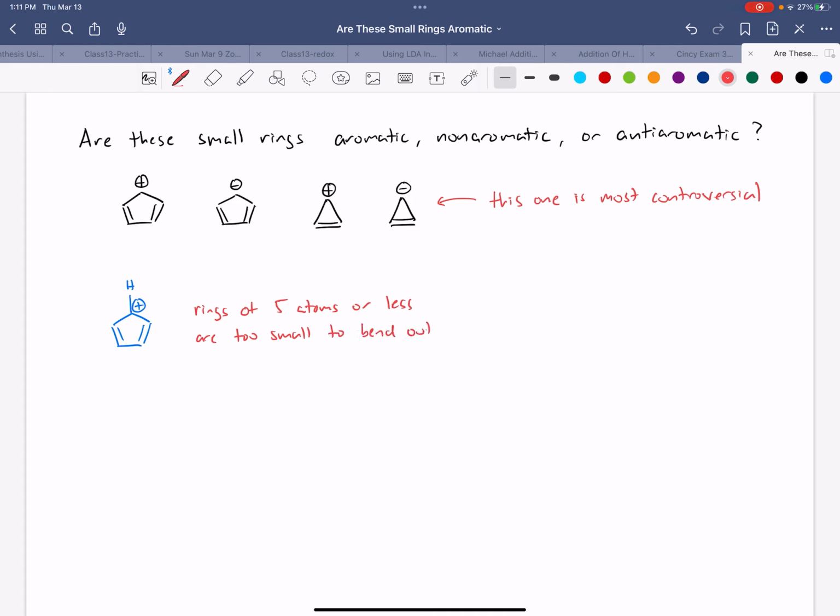bend out of plane. We all know that a triangle, those 3 points always make a flat surface. We know that a square is bigger and can bend a little bit, but it can't bend out of the plane significantly enough to break conjugation.